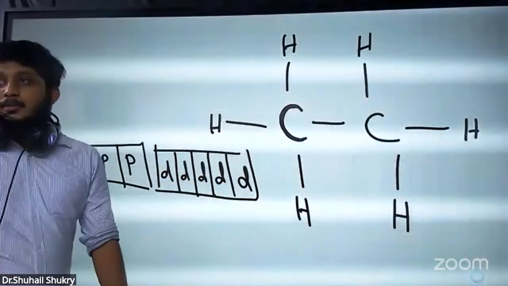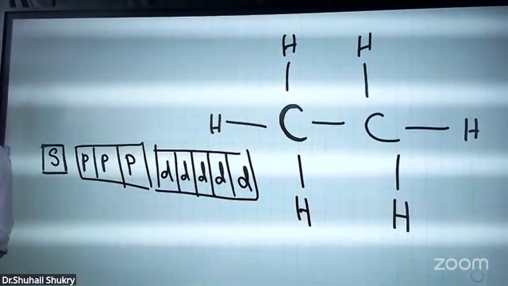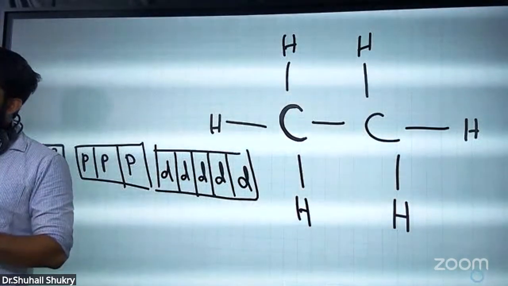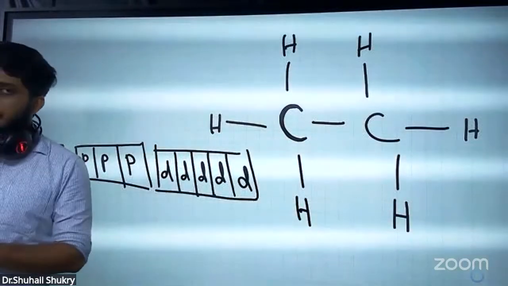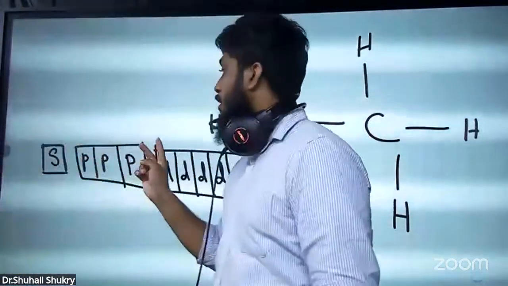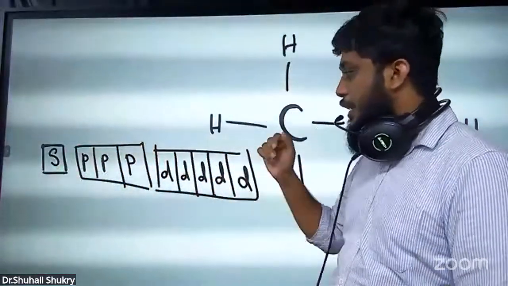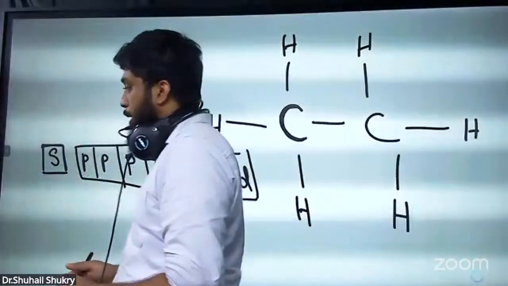There are 5 d orbitals. Everyone knows this, no? Right, there are 5 d orbitals. Now it means there are 1 s orbital, 3 p orbitals, and 5 d orbitals. Now, how to check the hybridization, guys?